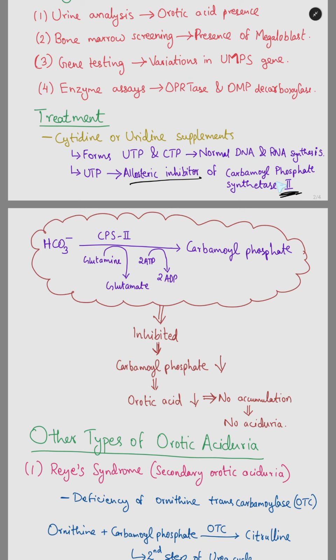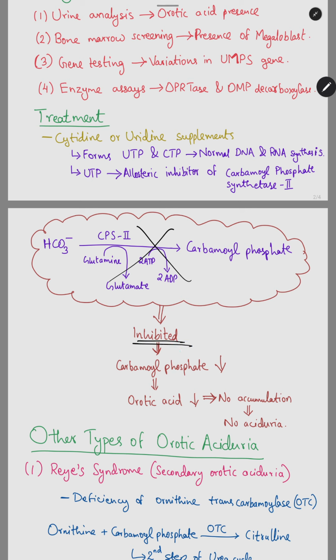Okay, so this enzyme is the enzyme of the first step of de novo synthesis. The first step of de novo synthesis is described here, that is bicarbonate in presence of CPS2 gives carbamoyl phosphate. In this reaction, a molecule of glutamine is converted into glutamate, and 2 molecules of ATP are converted into 2 molecules of ADP. So this is the first step of de novo synthesis. If the CPS2 enzyme is allosterically inhibited by UTP, then this step will not take place.